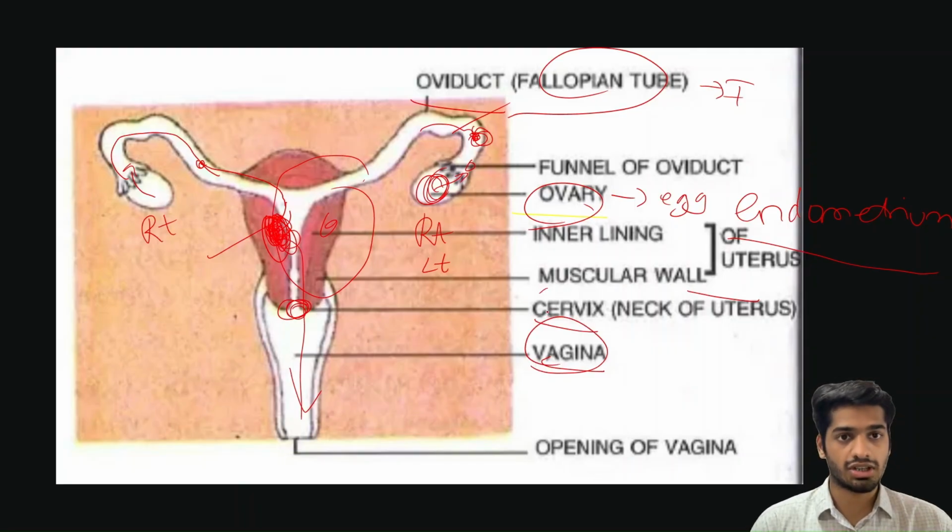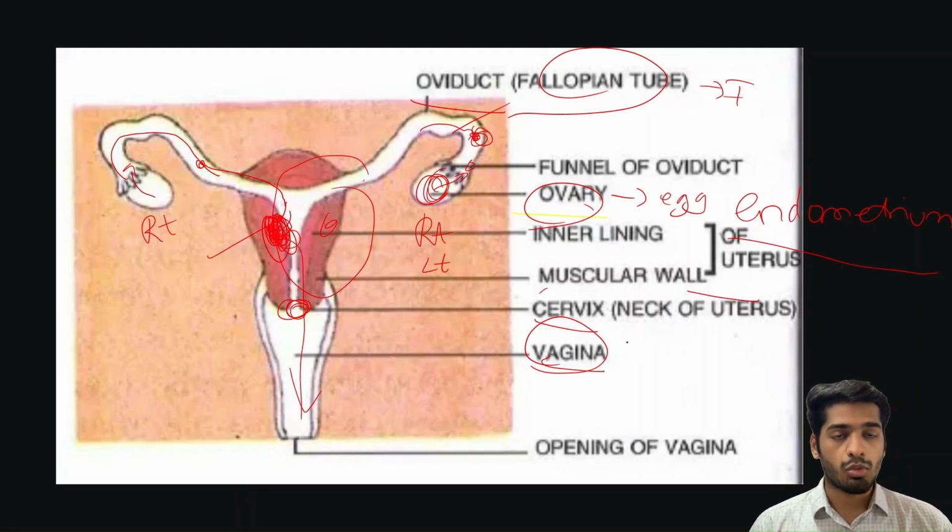Second one, the menstrual bleeding also occurs through this region. Right now, we have talked about the endometrium. It is going to shed off every single month, and then there's going to be bleeding. So this blood is going to flow through this region. So the second one is that it is going to carry the bleeding of the menstrual cycle.